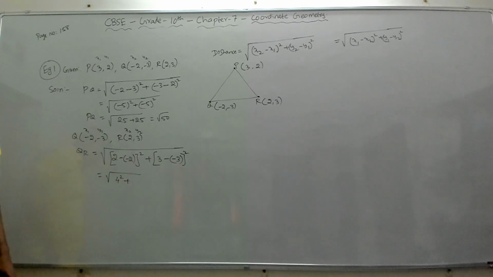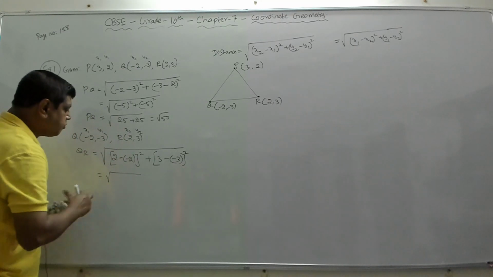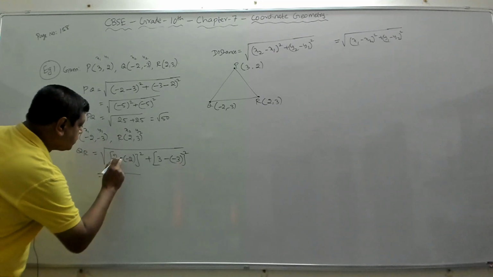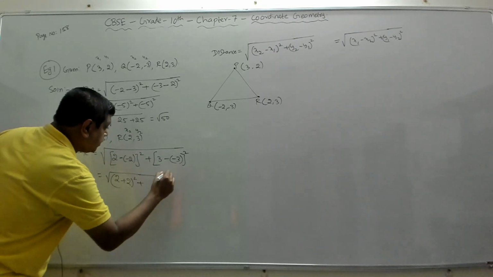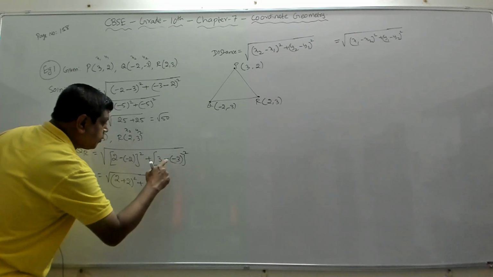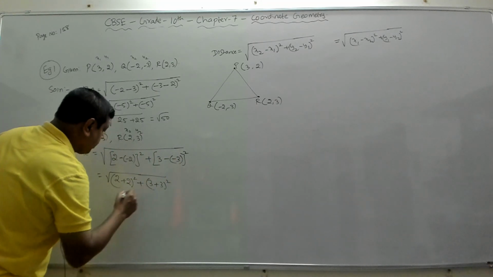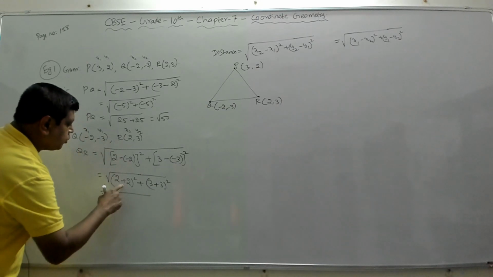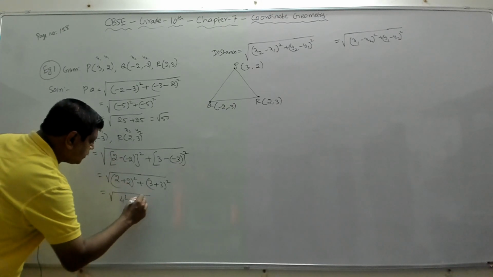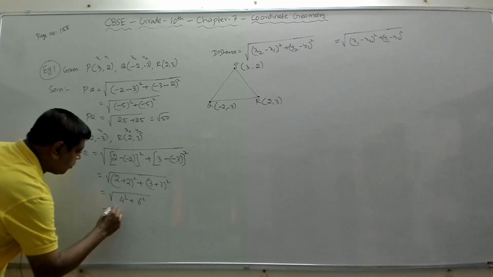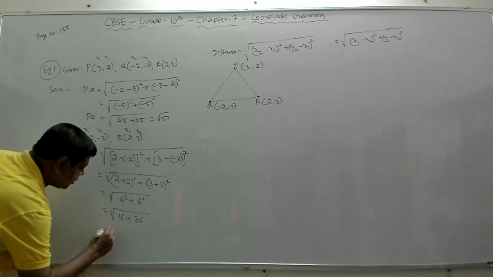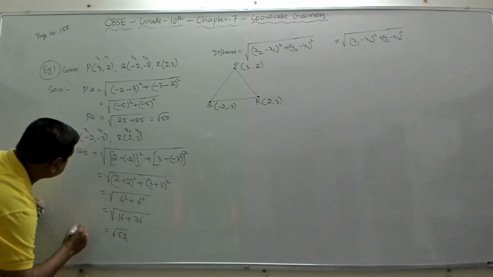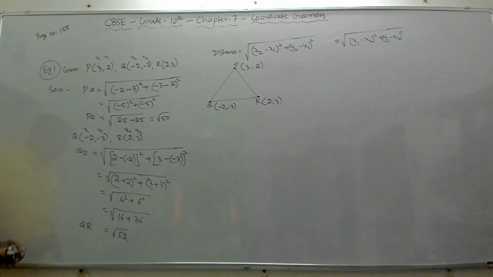Right? If you want, I can write one more step because some people are still not comfortable with dealing with signs. 2 minus of minus 2 the whole square plus this becomes 3 plus 3 because minus into minus is plus, 3 the whole square. So that is equal to square root of 2 plus 2 is 4 square plus 6 square. 4 square is 16, 6 square is 36. So if you add, you get 52. So that is your QR. Length of QR is root 52.